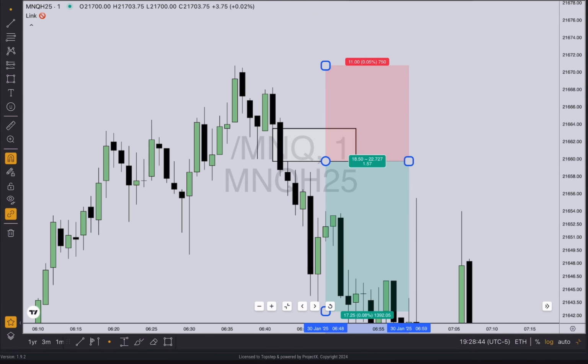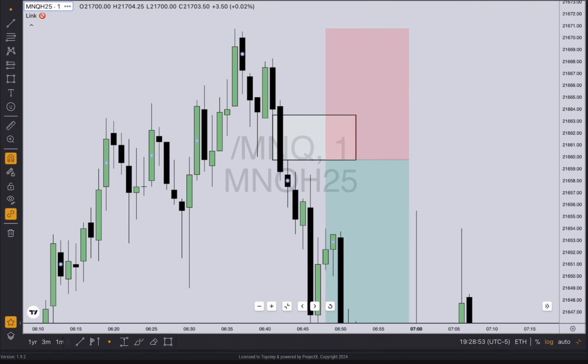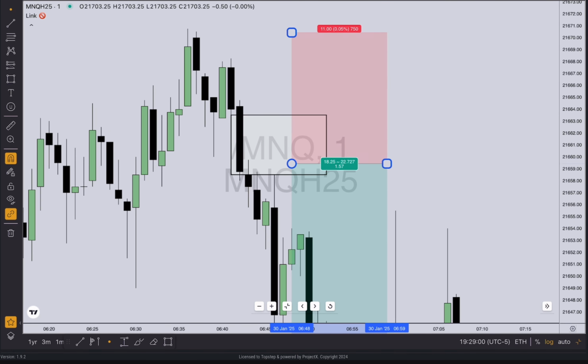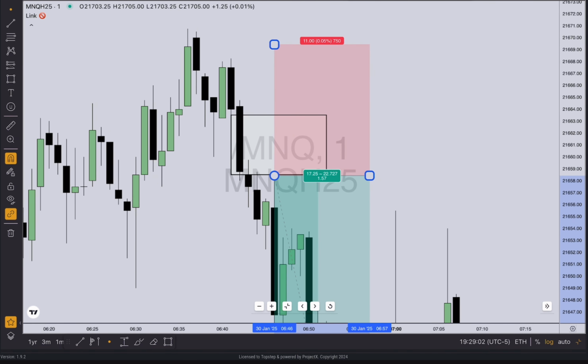You would have never got filled in. You would have missed the trade. Why? Because you drew it incorrectly. It's incorrect. You have to include the volume balance. And if you did include it, we can see how price here wicked. So now you would have placed your entry here, and now you would have been in the trade.